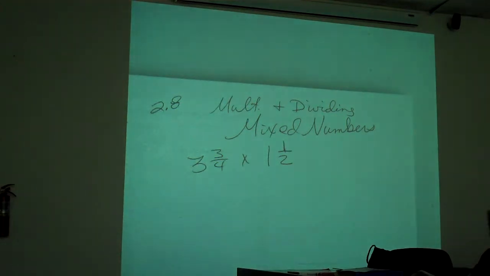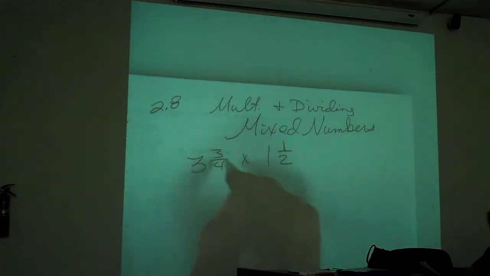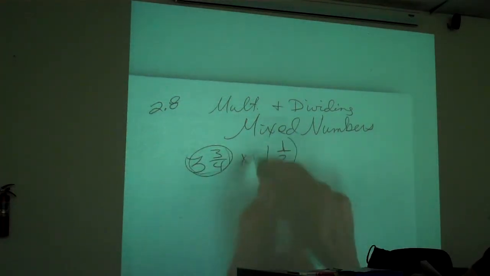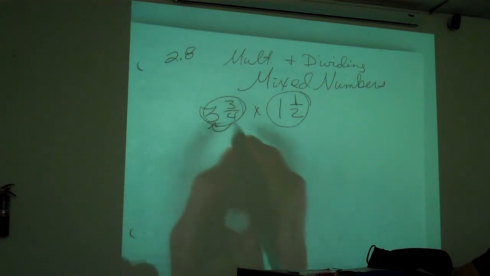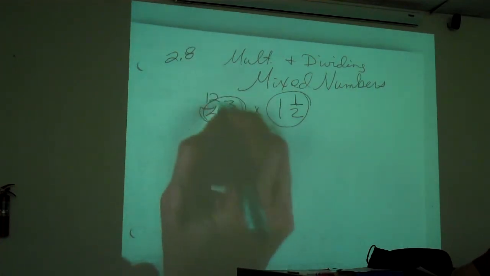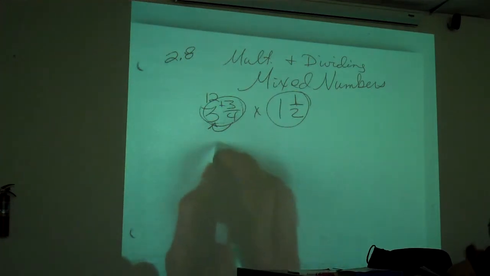If you're going to multiply mixed numbers, before you even mess with it, don't make the mistake of doing the whole numbers and fractions separately, like when you were adding. Don't do that with multiplying and dividing. You need to make this into an improper fraction and make this into an improper fraction. Do you remember how to make it improper? You multiply and add. 4 times 3 is 12, and then add the top. 12 plus 3 is 15.